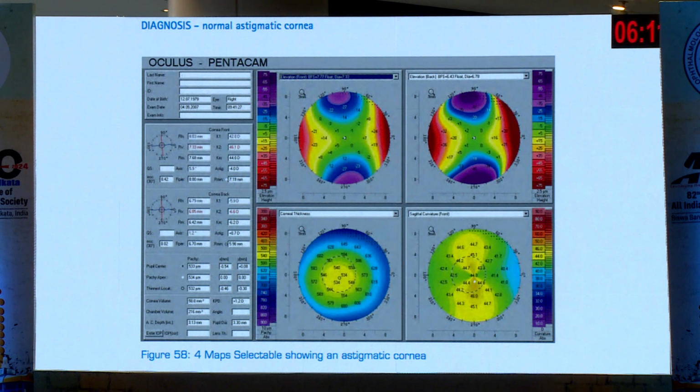Then look for the central thickness. What is the central thickness? And the thickness difference between the central and the thinnest point. If the thinnest point is too far from the center, then there is a chance of some ectasia. And so these are the three things that we have to see in these maps.